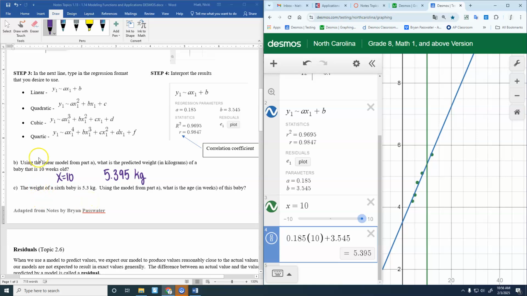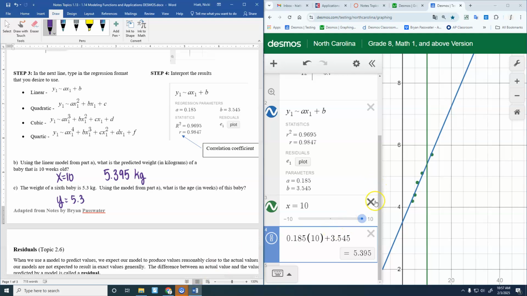Okay. C asks you a different type of question. It says the weight of a sixth baby is 5.3 kilograms. Using the model from part A, what is the age in weeks of this baby? So this time it gives us a weight. Is weight X or Y? It is Y. So Y is 5.3.